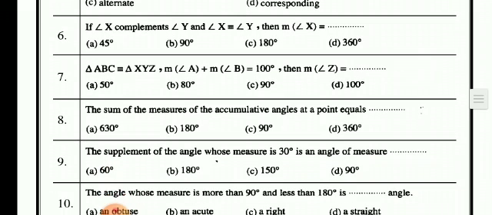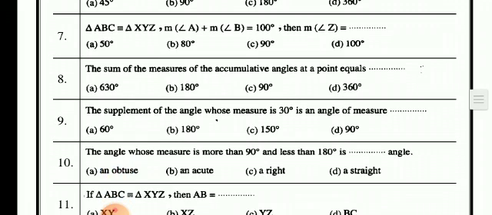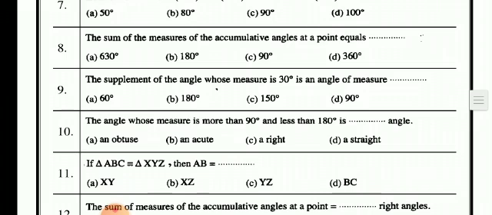We have two congruent triangles, ABC congruent to XYZ. And if the measure of angle A plus the measure of angle B equals 100, so the measure of angle Z equals, yes, 180 minus 100 equals 80. The sum of accumulative angles at a point equals, excellent, 360.